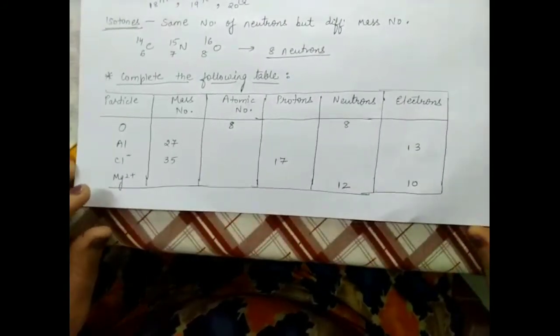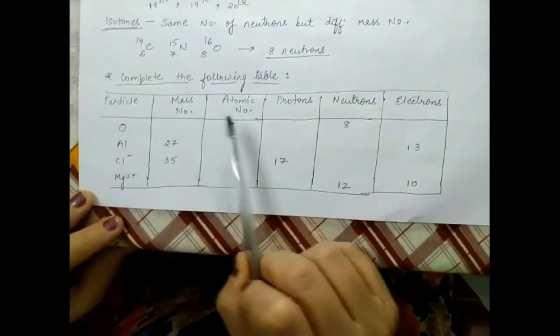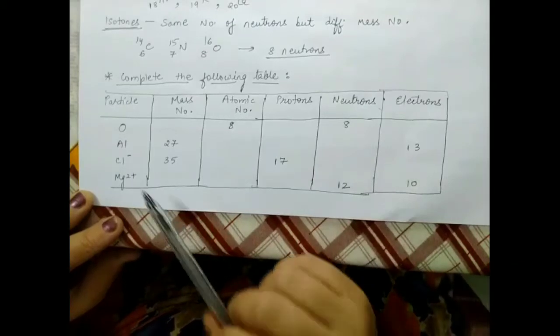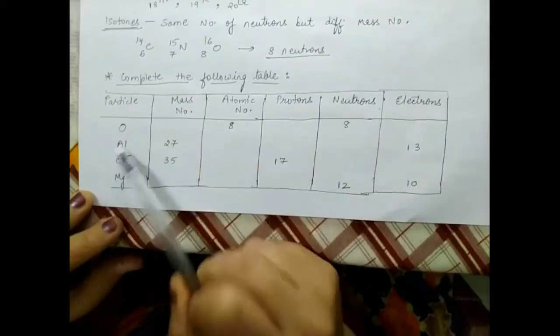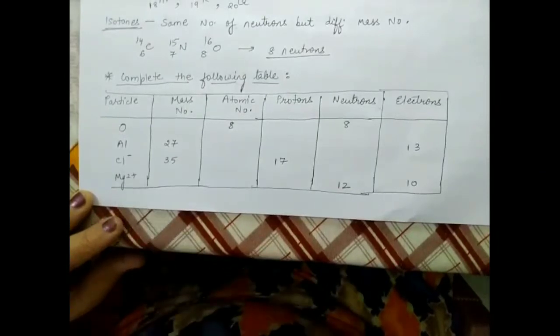Now one question is there for you. You can easily do this. We have to complete the following table: mass number, atomic number, protons, neutrons and electrons. These 5 columns are there and the elements are oxygen, aluminium, Cl minus, where one negative charge is there, and Mg2 plus, where positive charge is there.